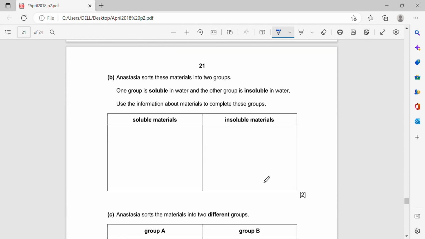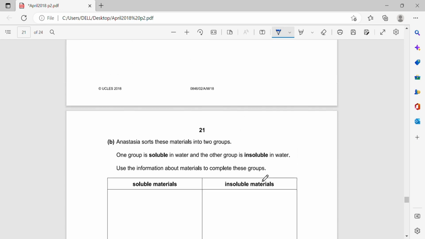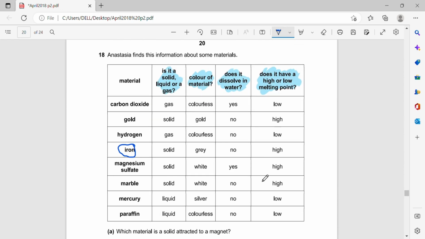Anastasia sorts these materials into two groups. One group is soluble in water and the other group is insoluble in water. تعالوا نبص كده على solubility in water. Okay. Does it dissolve in water? Yes. يبقى عندي ده dissolve. مين اللي yes تاني ده dissolve وعندي هم دول بس. يبقى عندي مين carbon dioxide والمغنيسيوم سلفيت هيبقوا في الكولوم بتاع السولبل ماتيريالز. طب مين عند الانسولبل؟ بقيتهم الجولد، الهيدروجين، المغنيسيوم سلفيت، الماربل، الميركوري، البارافين.